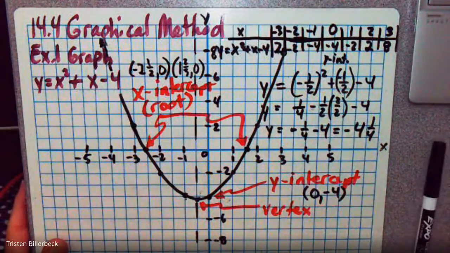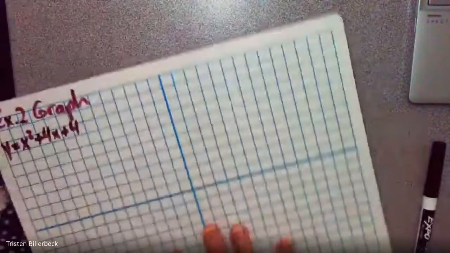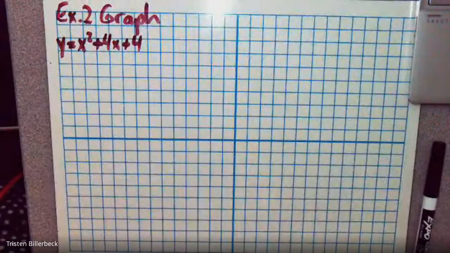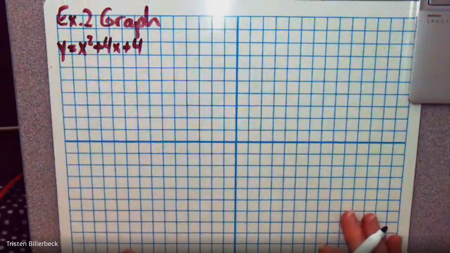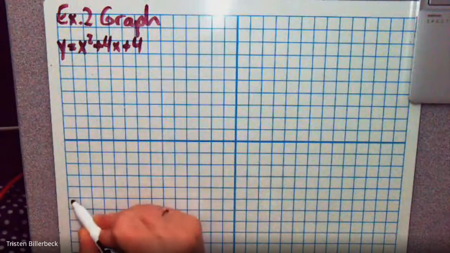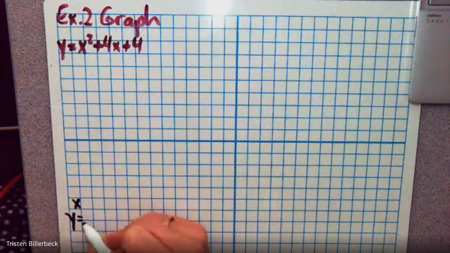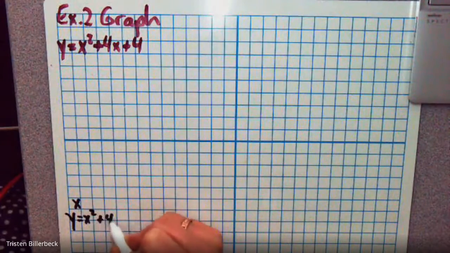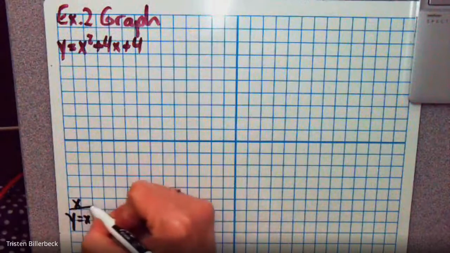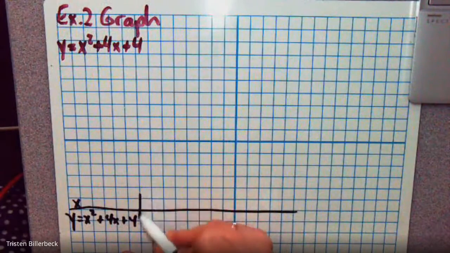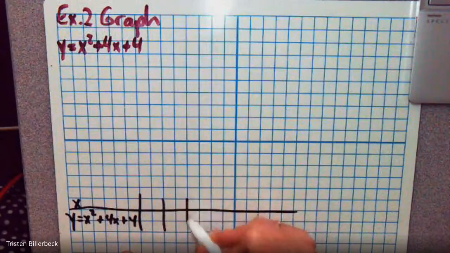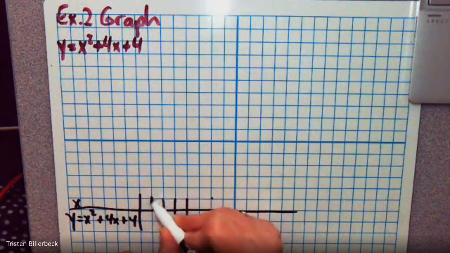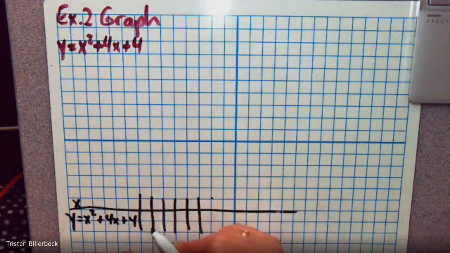Okay, let's look at the next example. This one we are going to graph y equals x squared plus 4x plus 4. So we make a little table, and we have y equals x squared plus 4x plus 4. We'll give ourselves a little more room here because the y-intercept's way up there. So let's make a bunch of these. Maybe we'll just make these smaller so we can have more data. How's that?